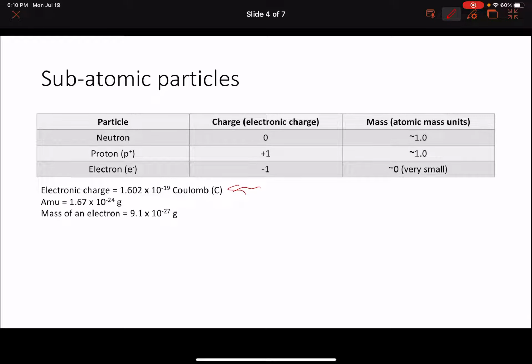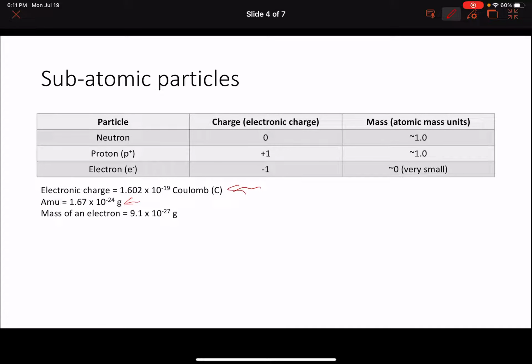If we were to convert atomic mass units to actual mass units, 1 atomic mass unit is about 1.67 times 10 to the minus 24 grams. Okay? And so that's the mass of the neutron. Like I said, that's in the nucleus. The proton is positively charged, so it's plus 1. So each proton has plus 1.602 times 10 to the minus 19 coulombs. It's easier just to say a plus 1 charge. And the mass is approximately the same. The neutron's slightly larger than a proton, but they're about 1. Okay, so 1.67 times 10 to the minus 24.